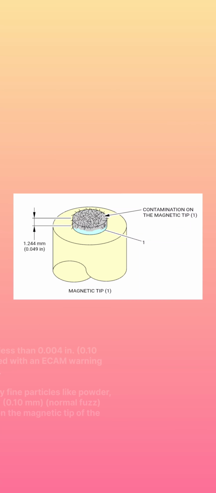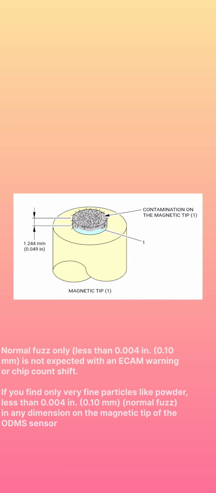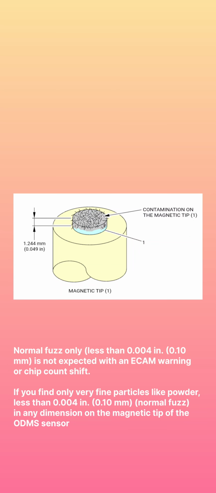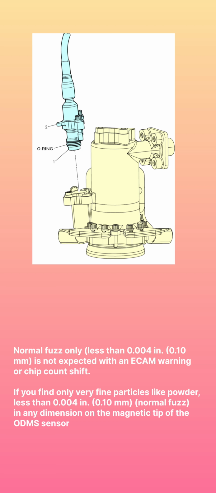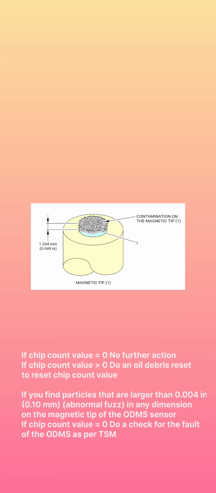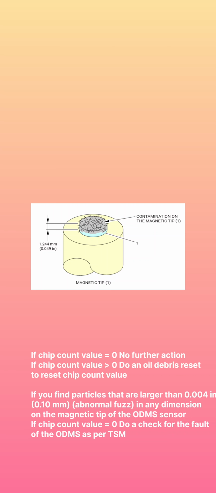Just a few points from the AMM. Particles of only 0.10 mm or less are not expected to cause a caution warning. If you find only very fine particles like powder, less than 0.10 mm, that is normal fuzz. If the chip count value is equal to 0, no further action is required in this scenario. If the chip count value is more than 0, do an oil debris reset to reset the chip count value.